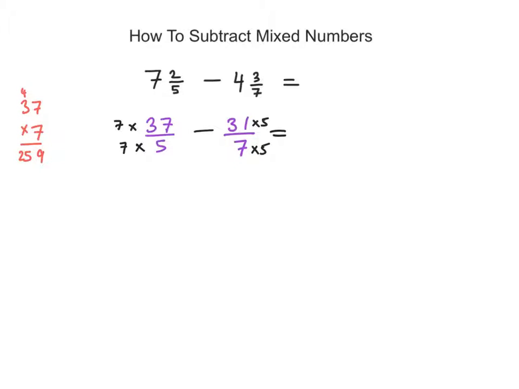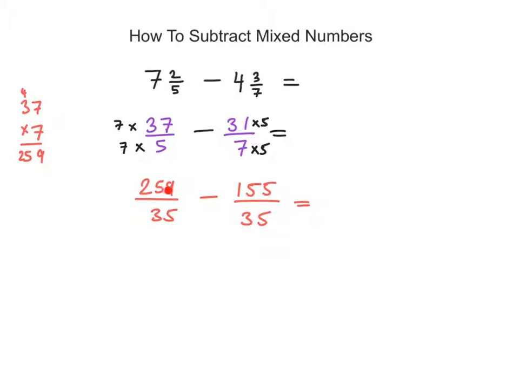So that's 259 over 35. And 31 times 5, well, 30 times 5 is just 150. 1 times 5 is 5, so that's 155. So that's 155 over 35. Now that the denominators are the same, I can subtract the numerators.